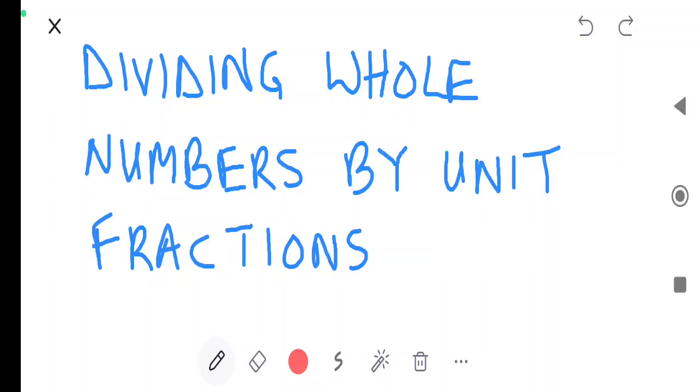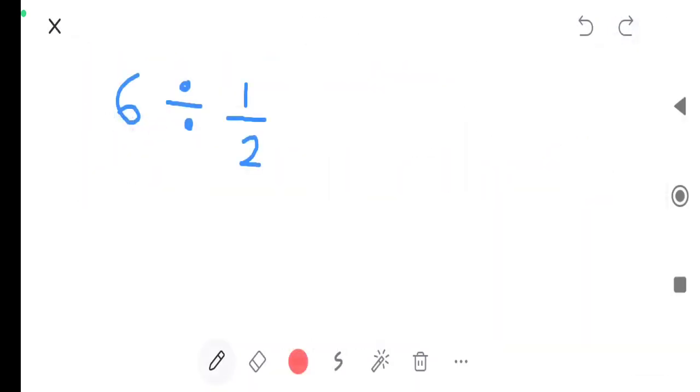Today we are going to learn how to divide a whole number by a unit fraction. A unit fraction is a fraction whose numerator is 1. For instance, 1 over 3 is a unit fraction because the numerator is 1. 1 over 10 is a unit fraction because the numerator is 1. Now, how do you divide whole numbers by a unit fraction?